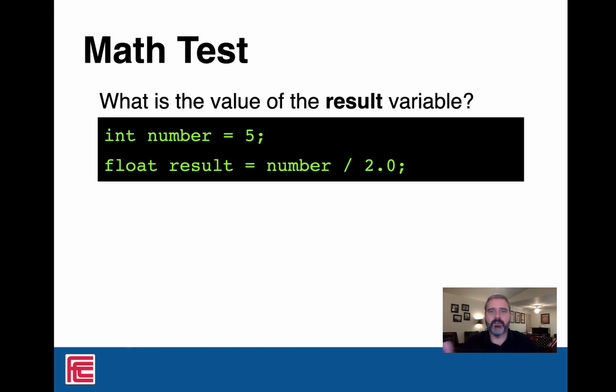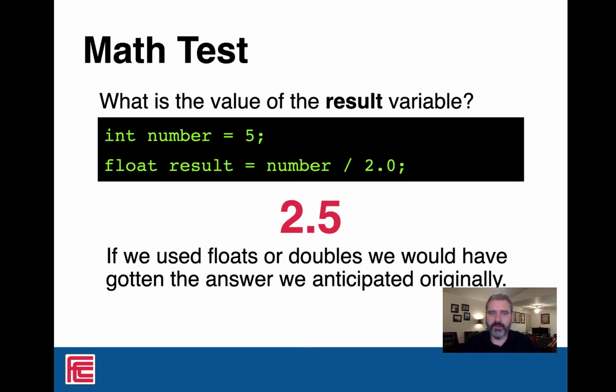So here, 5 divided by 2, but now I said 2.0. Because I put 2.0, it's going to see that literal as a double literal. And whenever you have an integer and a double literal, it's going to assume that you want the double amount, which means I get my 2.5, just like we would have expected from the beginning.